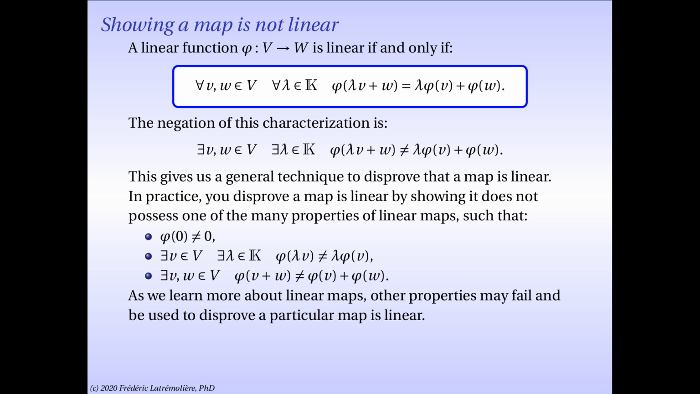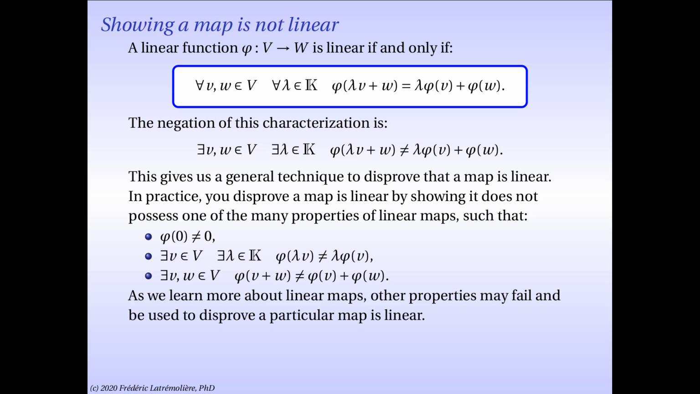So this gives us a general technique to disprove that a map is linear. In practice, you disprove a map is linear by showing that it does not possess one of the many properties of linear maps. For instance, every linear map must map 0 to 0. Therefore, if a map phi does not map 0 to 0, phi is not linear. Another property is that maybe phi does not respect the scalar multiplication, meaning you can find a vector v and a scalar lambda such that phi of lambda v does not equal lambda phi of v. Or maybe phi is not additive, meaning that you can find a pair of vectors such that phi of their sum is not the sum of their images by phi.